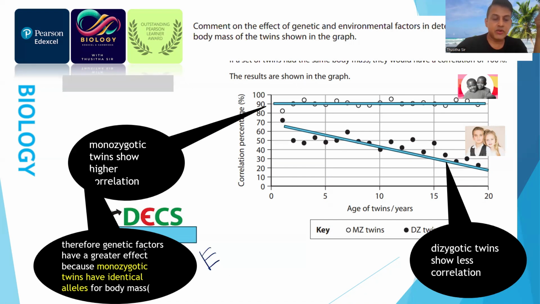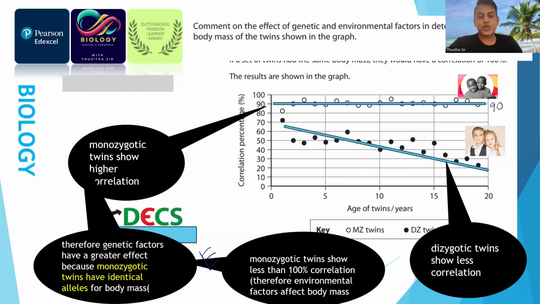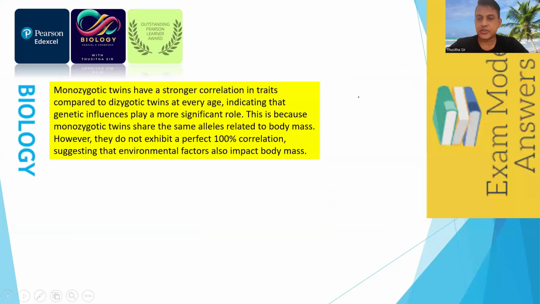Explanation: genetic factors have greater effect because monozygotic twins have identical alleles. So as I told you, 90% is the genetics because they have identical alleles, and monozygotic twins show less than 100% correlation. Therefore, environmental factors affect body mass. So for this 10%, we can come up with some environmental factors. So we focus more on the monozygotic twins. Right, this is the answer.